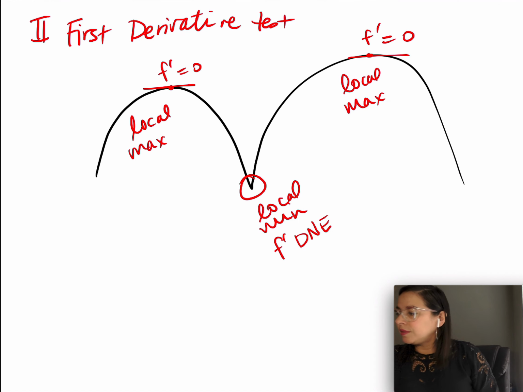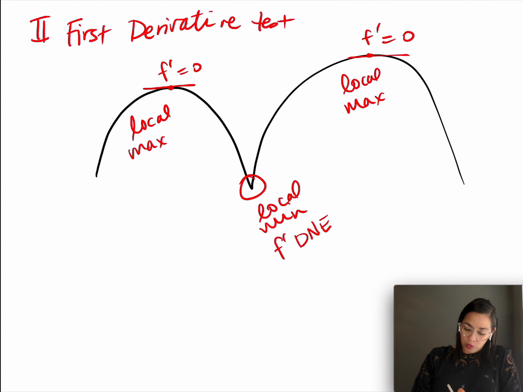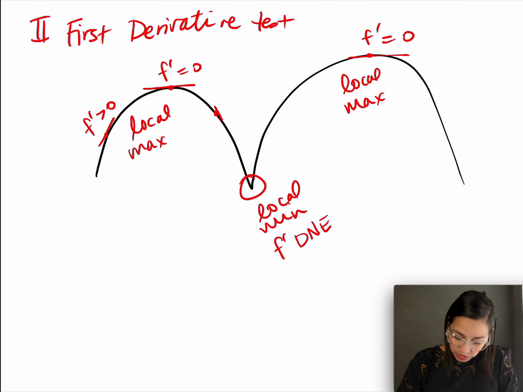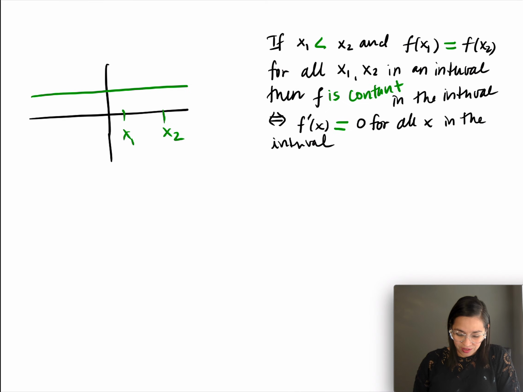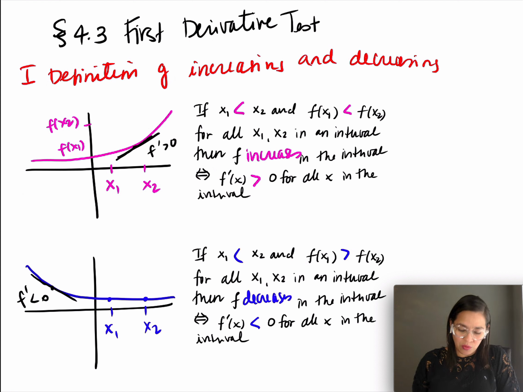Now we know that here before my local max, the derivative is greater than 0. Here the derivative is less than 0. Here the derivative is greater than 0, and here the derivative is less than 0. And I know that for multiple reasons. The first reason is that I know the definition of increasing and decreasing, and I know that whenever my function increases, the derivative is greater than 0. I know that whenever the function decreases, the derivative is less than 0, okay?